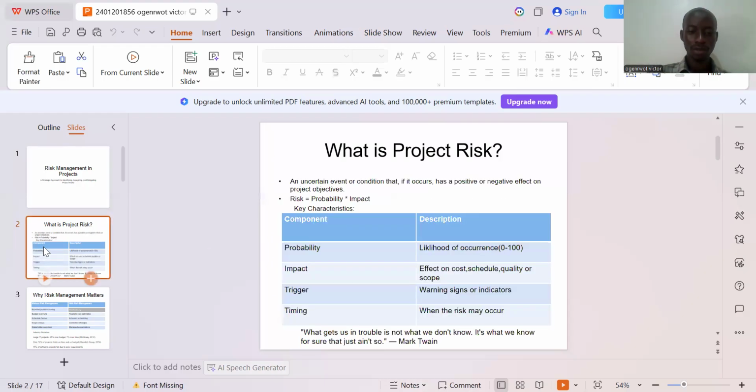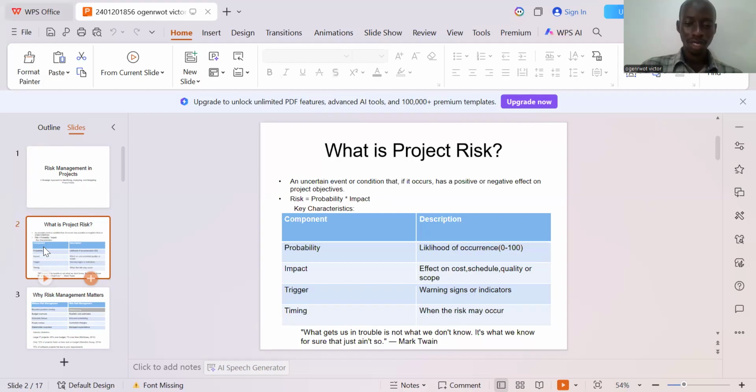So, let's look at what a project risk is. It's an uncertain event or condition that, if it occurs, has a positive or a negative effect on project objectives. I have a small table here describing the components involved in project risks. The first component is probability, which is the likelihood of occurrence on a scale of 0 to 100%.